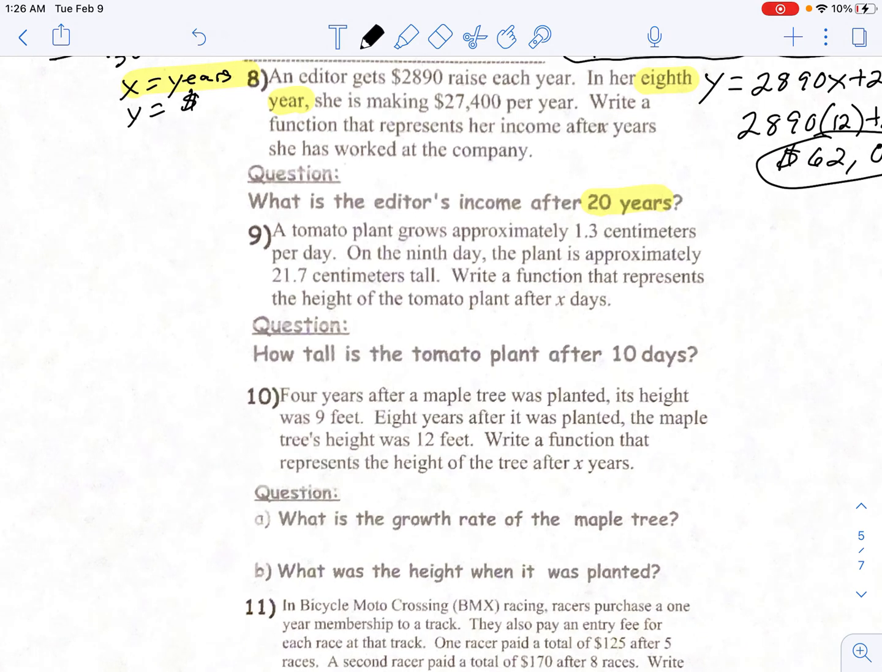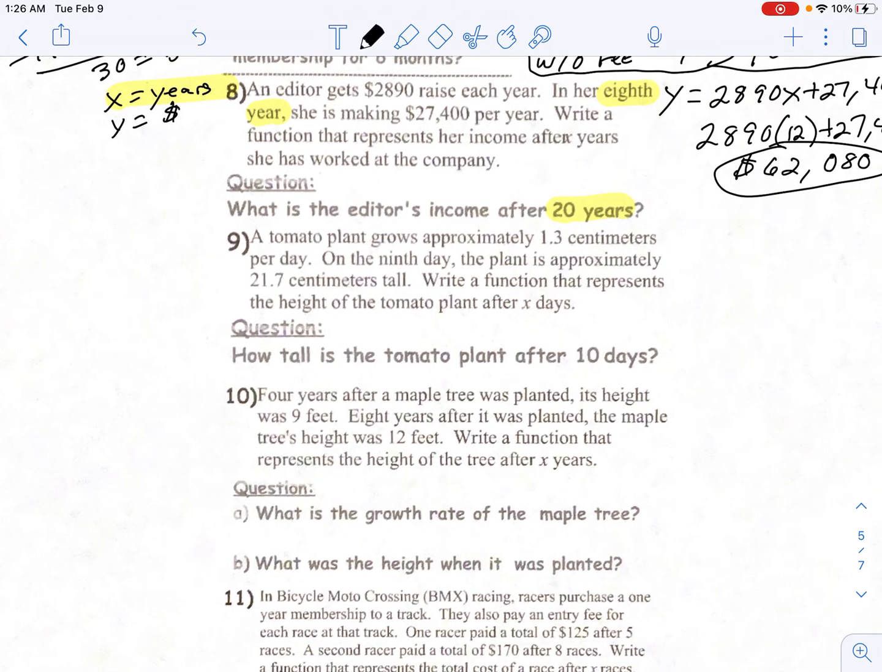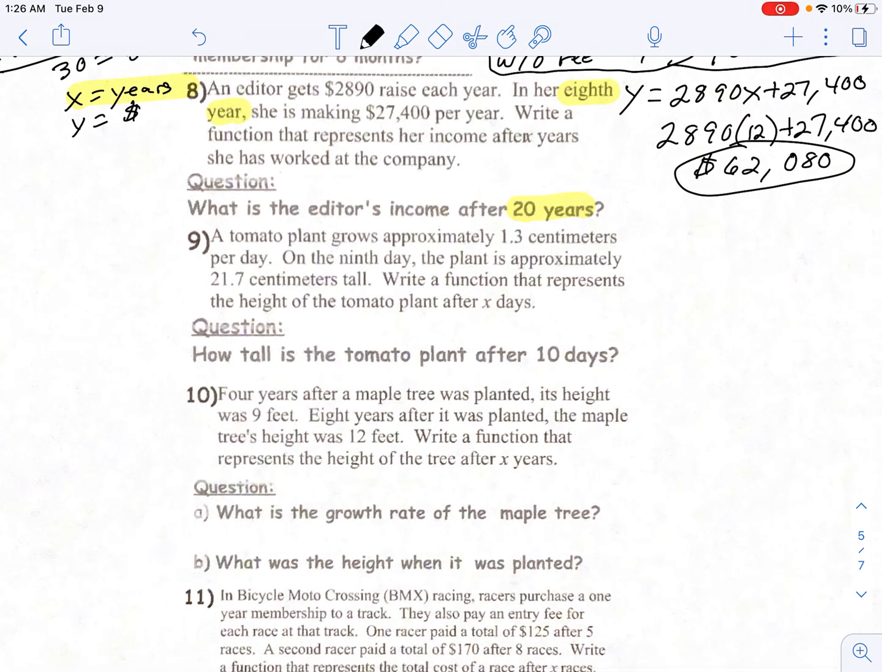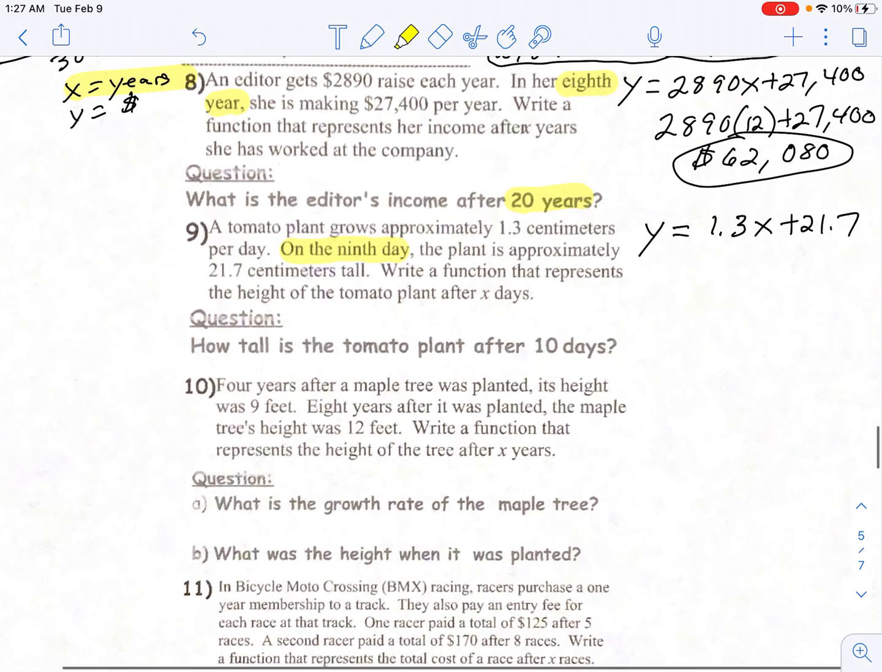On number 9, it says a tomato plant grows approximately 1.3 centimeters per day. On the 9th day, the plant is approximately 21.7 centimeters tall. So obviously the rate is 1.3. And then the initial height is going to be 21.7. But keep this in mind, okay? We're starting on the 9th day. So this problem takes place in the beginning on the 9th day.